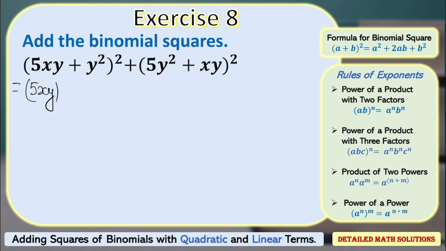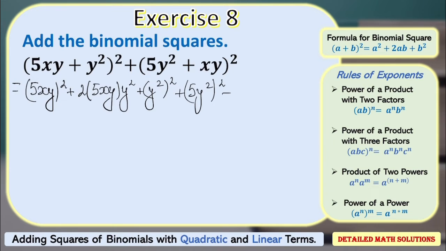(5xy)² plus 2 times 5xy multiplied by y squared plus (y squared)² plus (5y squared)² plus 2 times 5y squared times xy plus (xy)². Next, I need to apply the rules of exponents.